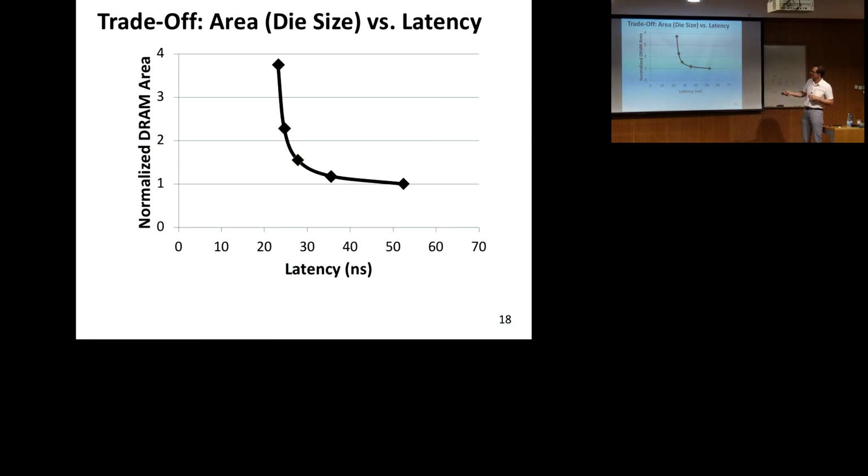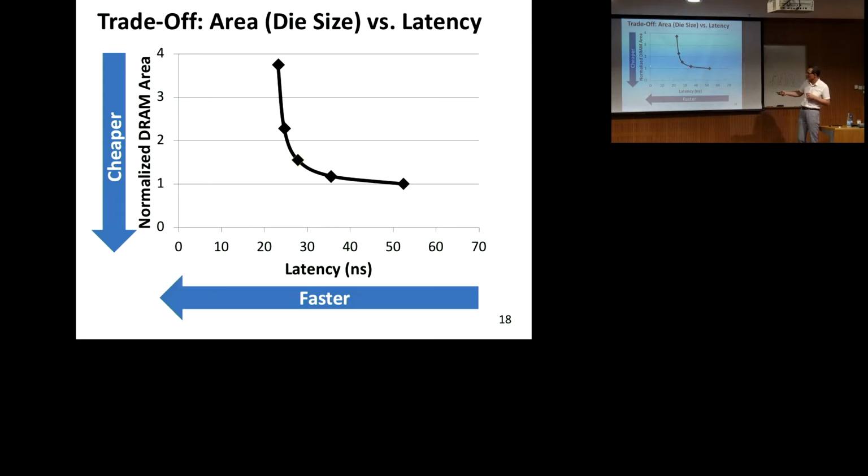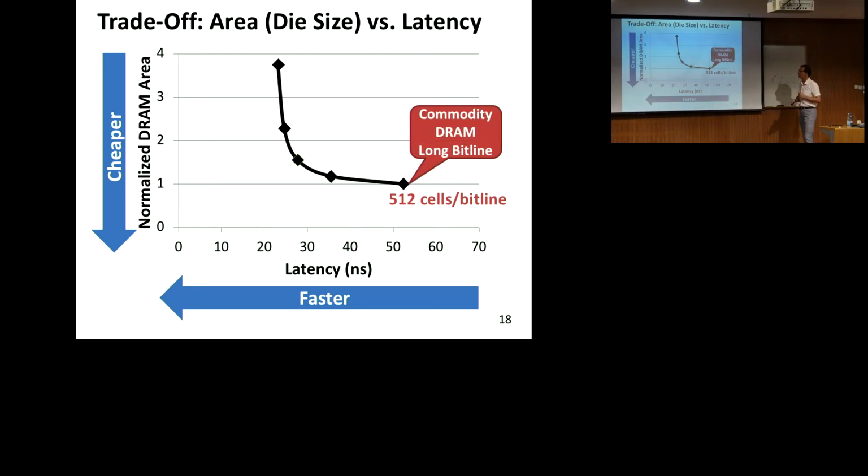This is latency on the x-axis, and this is normalized DRAM area on the y-axis. Today, this is cheaper as you go down, and this is faster as you go down. Ideally, you would like to be somewhere here, zero and zero. But the curve looks like this, based on the selection you have in terms of the length of the bit line. Commodity DRAM makes the choice of 512 or so cells per bit line. As a result, it's high latency, but it's low cost.